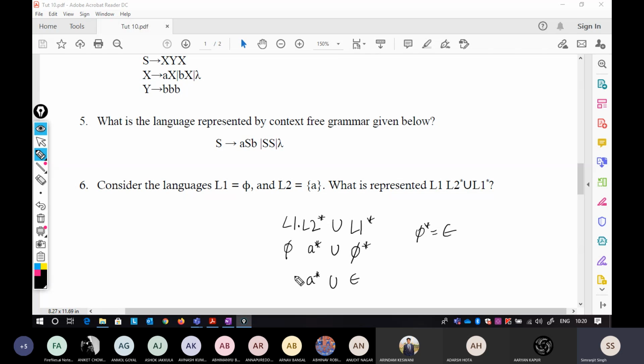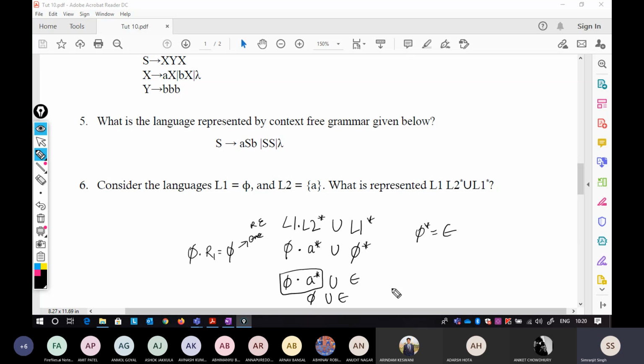Okay, so a star, and then this phi is again concatenated with a star. If you remember, phi concatenated with a regular expression is also a regular identity, and it will become a phi. If you do this step, it is also one of the regular identities. Just keep a look at this one, and it will become a phi.